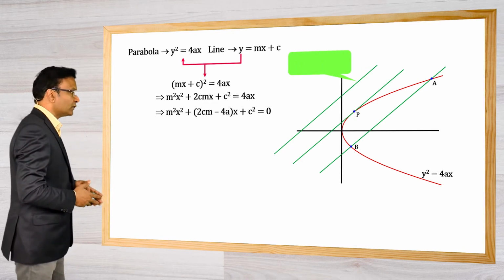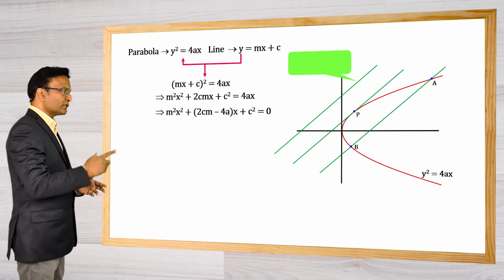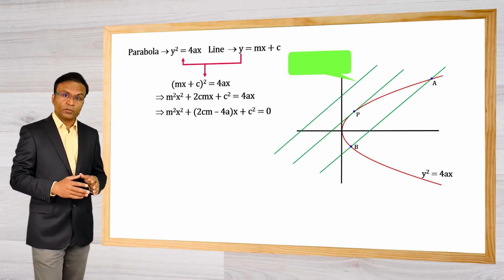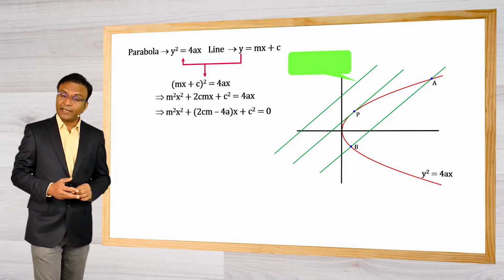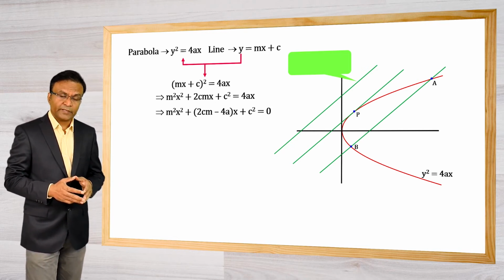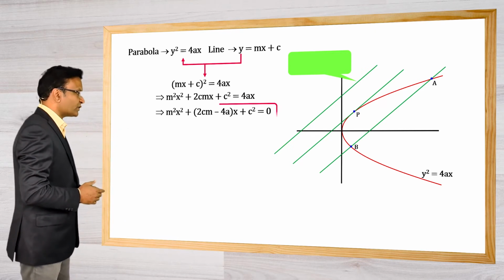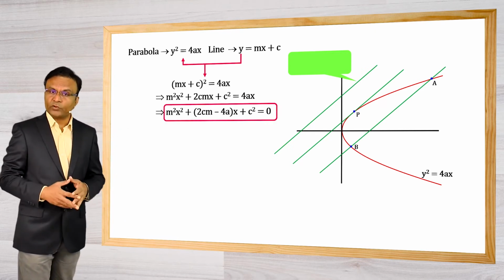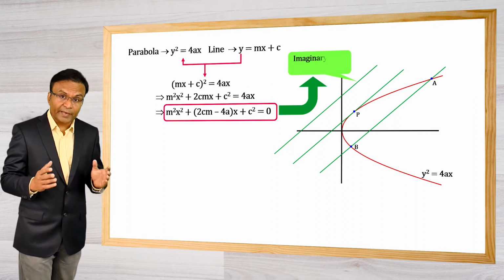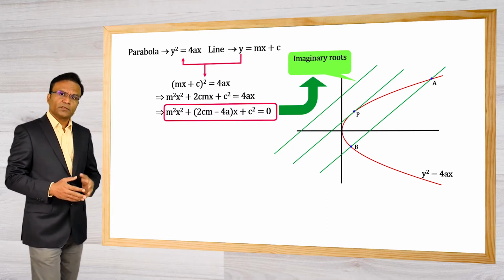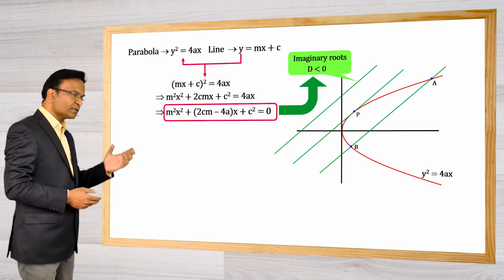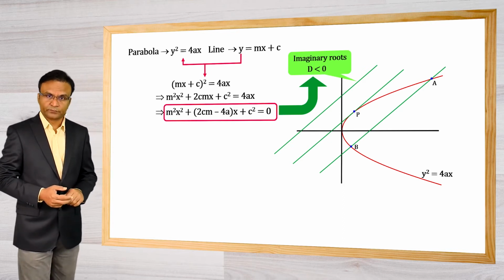Consider case 1, in which we consider this position of straight line. Here there is no real value of x for which line and parabola have common points. That means from this quadratic equation we get no real value of x. That means this equation has imaginary roots for which the condition is D less than 0. D means discriminant of this quadratic equation.